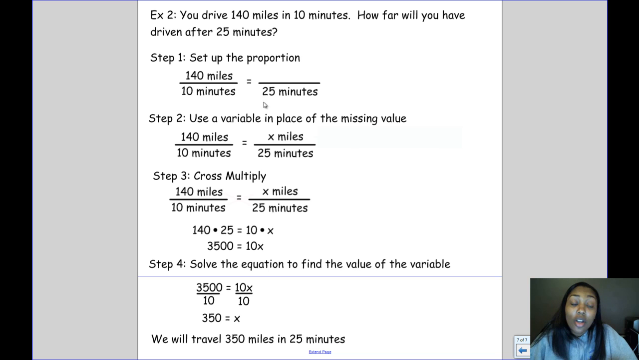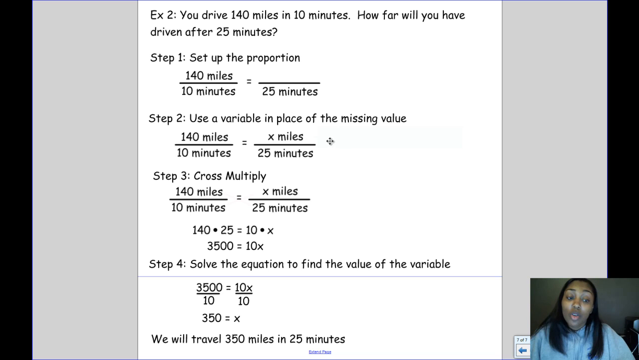Then our second ratio is how far will you have driven after 25 minutes? Well, I know 25 minutes will be a part of my second ratio, and I don't know the number of miles, but that's what they're asking me for. So that means I've got to put 25 minutes as a part of my second ratio, and because 10 minutes is at the bottom of the first ratio, I've got to put 25 minutes at the bottom of the second ratio.